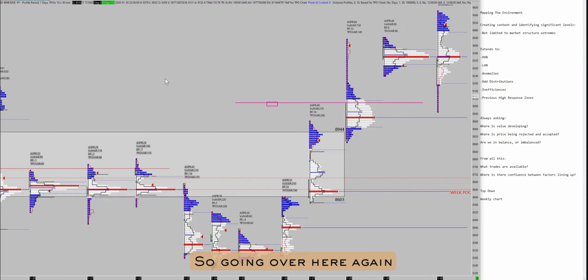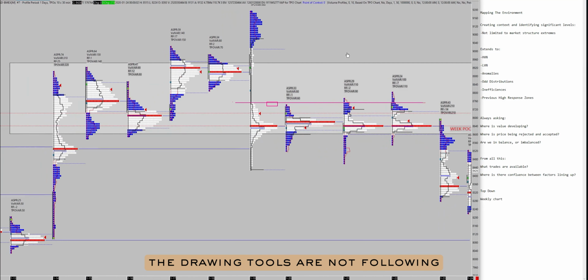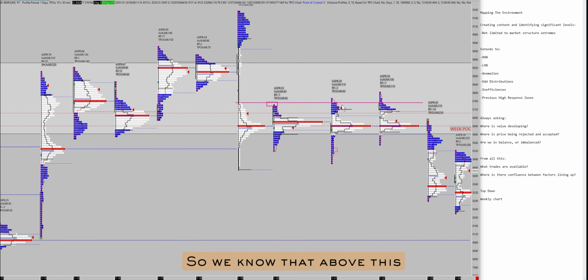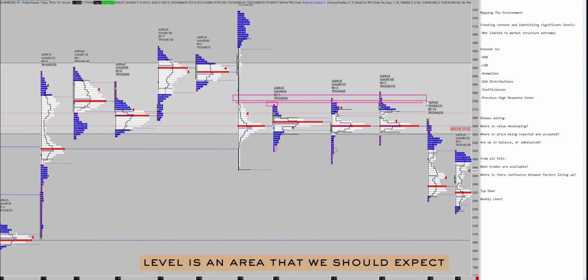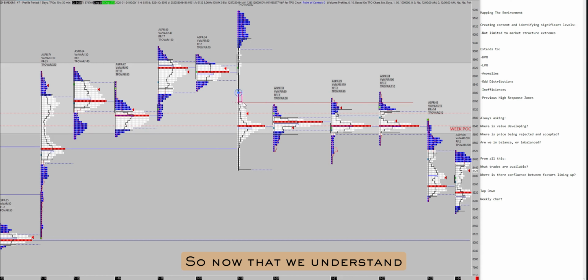So going over here again, the drawing tools are not following. There we go. They stuck together. So we know that above this level is an area that we should expect that price should be rejected. So we're going to draw that again. So now that we understand what level we're looking at into this single print zone.